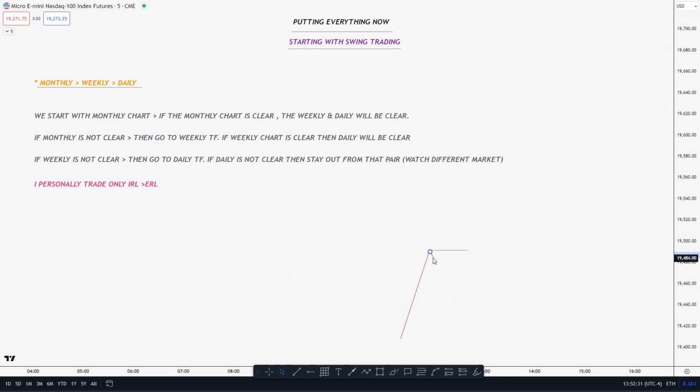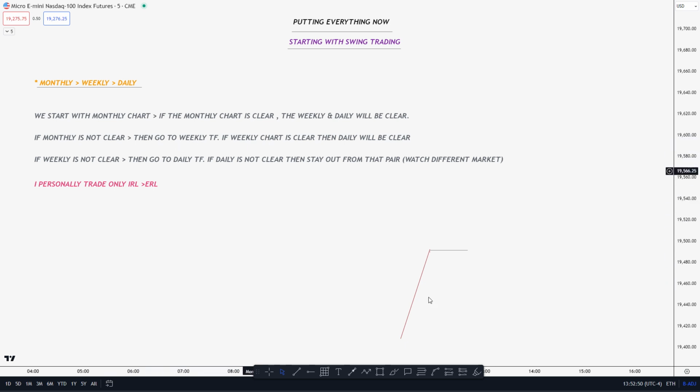Let's say, for example, monthly is not clear. On the monthly time frame, let's say we don't have any fair value gap from this low to this high. So if monthly is not clear, if there is nothing on the monthly time frame, then go to the weekly time frame.